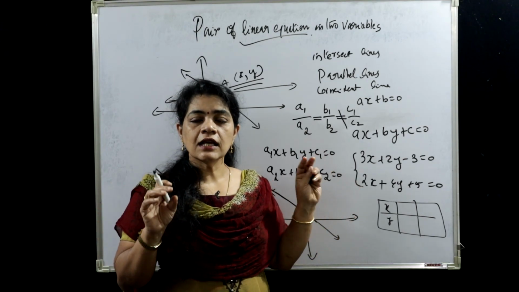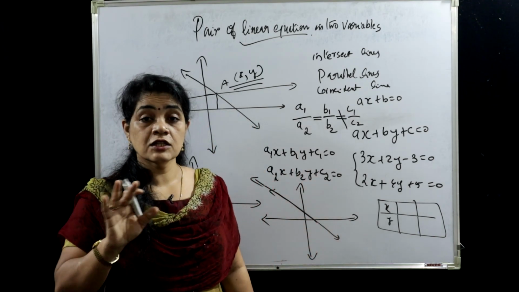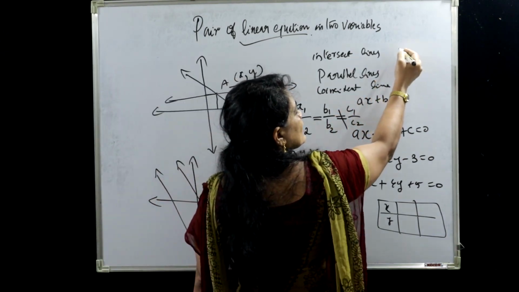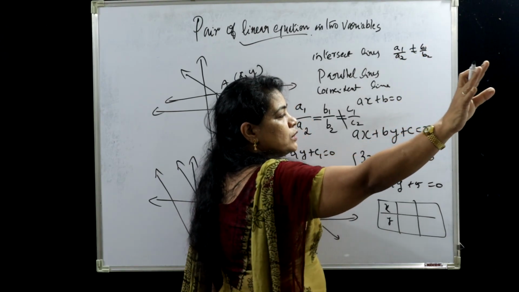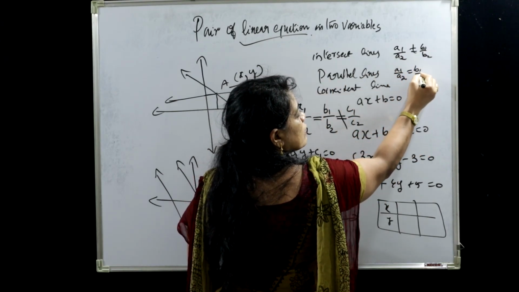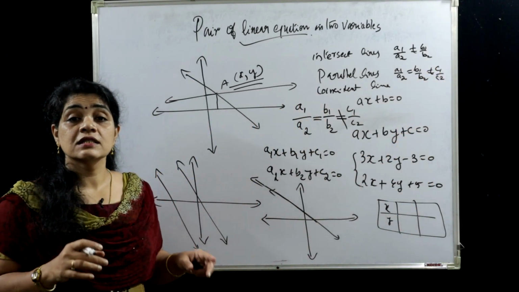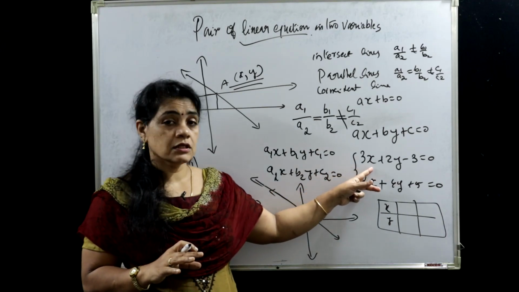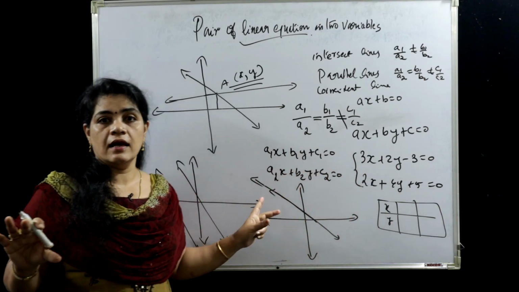In that case, for any value of x and y, both equations will not be satisfied. That is no solution. So the graph will be parallel lines and no solution. For intersecting lines, a1 by a2 is not equal to b1 by b2, and in that case you need not find the third ratio. For parallel lines, a1 by a2 equals b1 by b2 is not equal to c1 by c2. And for this case, for no values of x and y will the given equations be satisfied. That means their graph will be parallel lines.